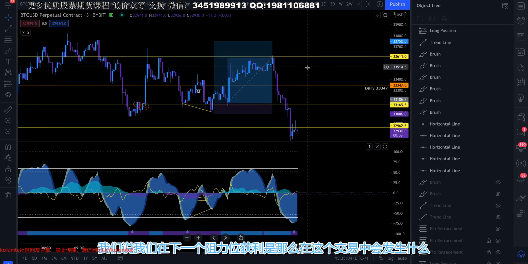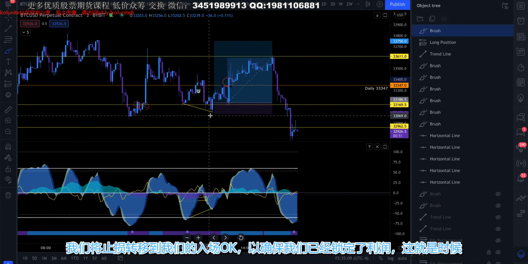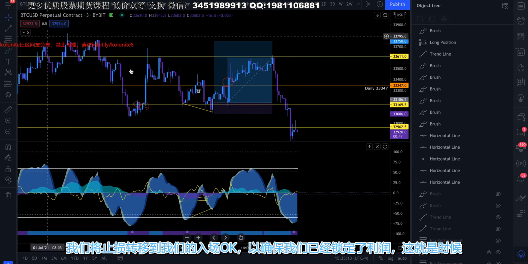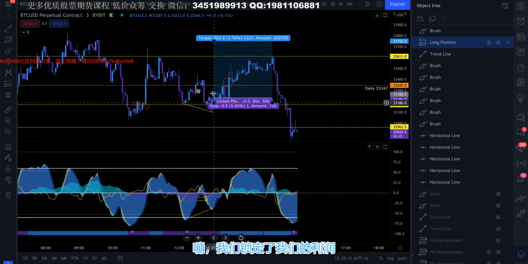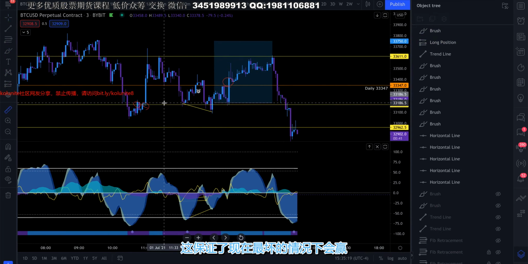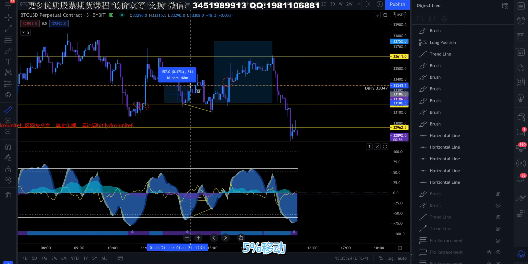So what happens in this trade? Well, we hit our take profit number one right here. We move our stop loss to our entry, okay, to ensure that we've locked in the profits, and this is a win. Boom, we lock in our profits. This is guaranteed a winning trade now. Worst case scenario, we get stopped out with more money than what we started with, okay? It's a 0.5% move.